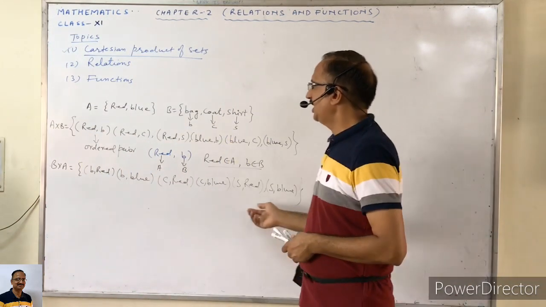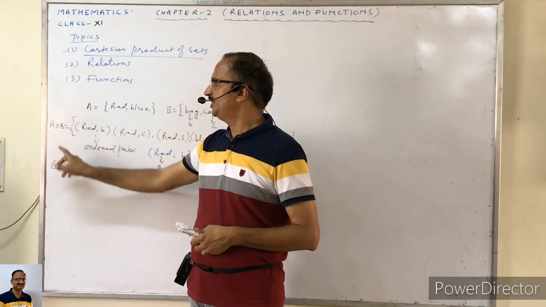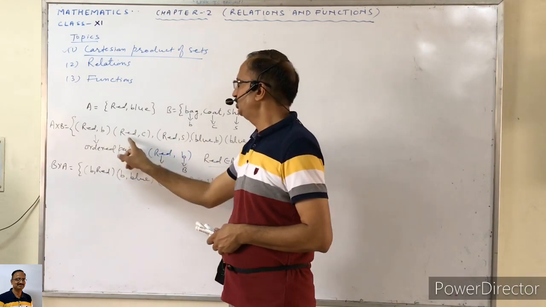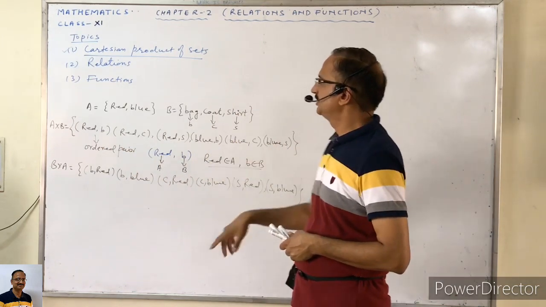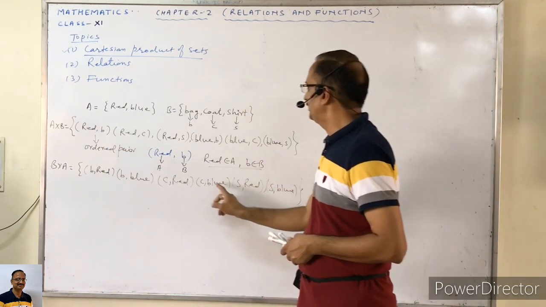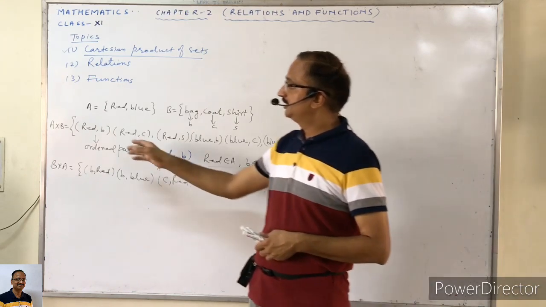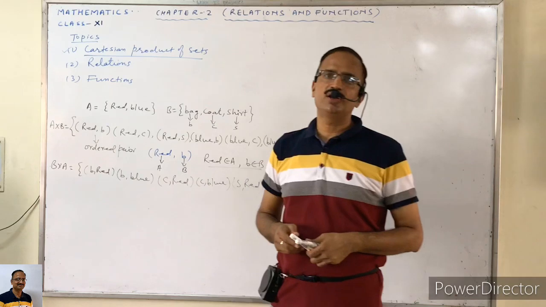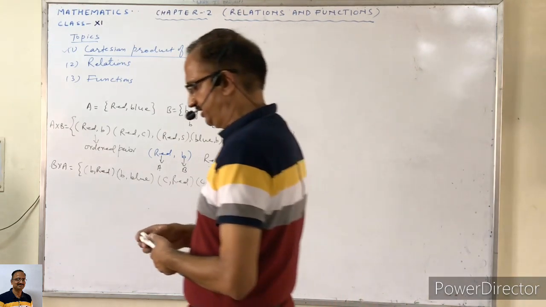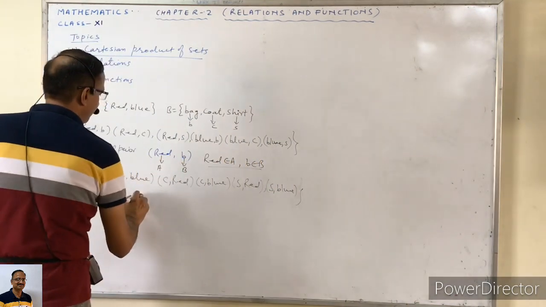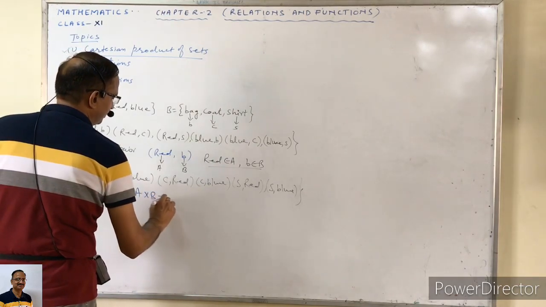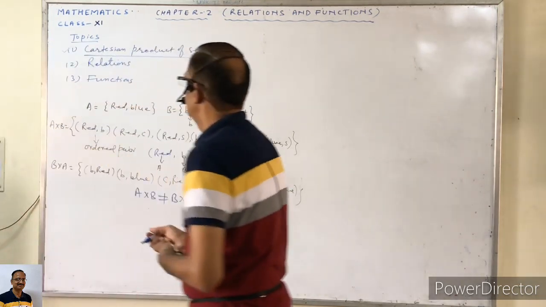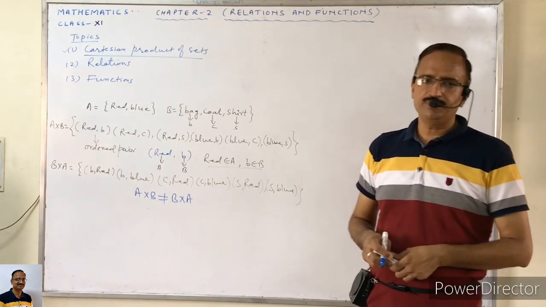Although the number of elements in A cross B and B cross A is equal, it has 1, 2, 3, 4, 5, 6, and it also has 1, 2, 3, 4, 5, 6, these elements are totally different from the elements of B cross A. So we can say that A cross B is not equal to B cross A. So this is called Cartesian product.